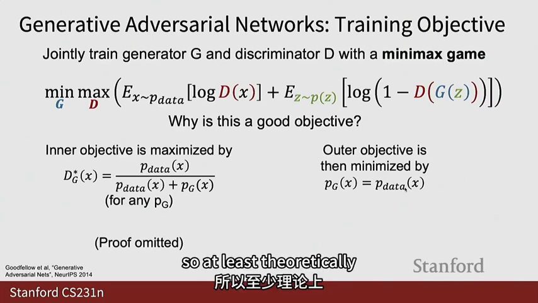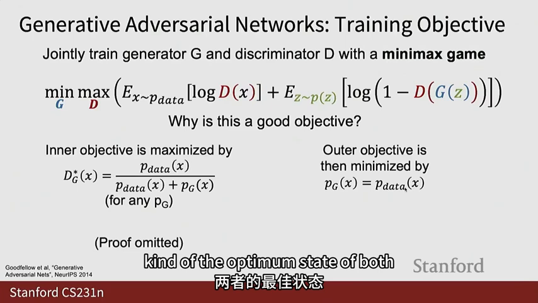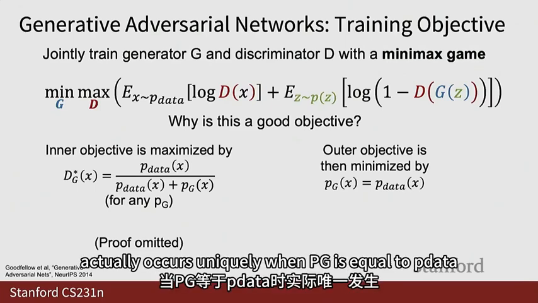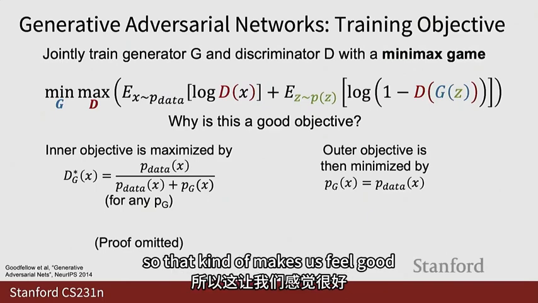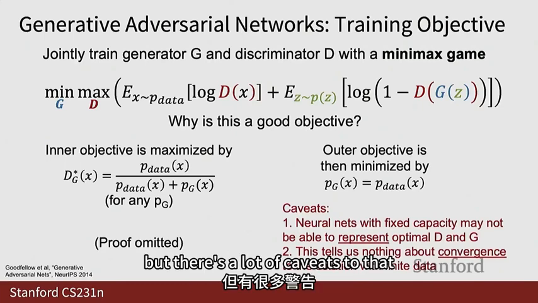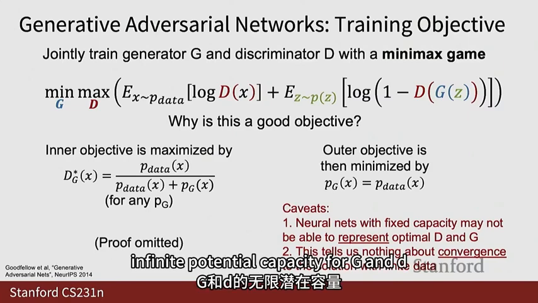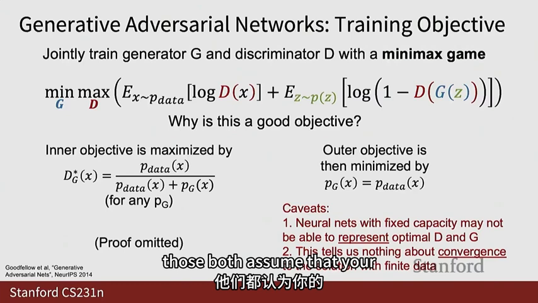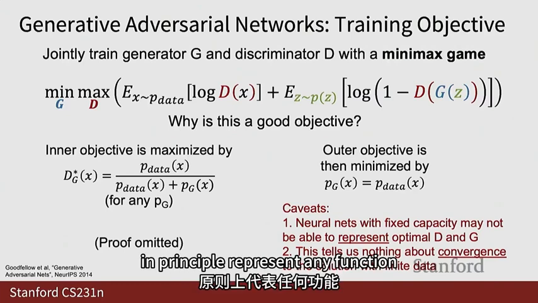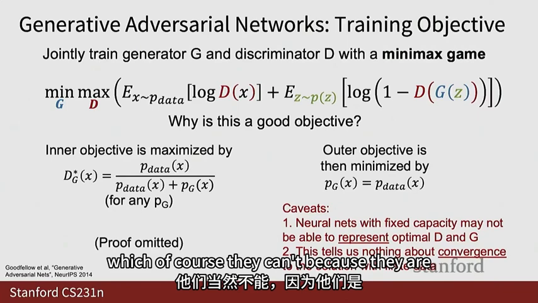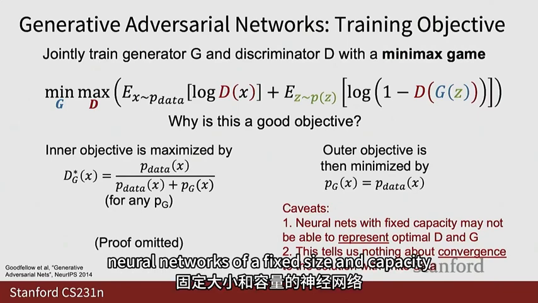So at least theoretically, the optimal state of both the discriminator and the generator occurs uniquely when PG is equal to P data. That makes us feel good, but there are a lot of caveats to that theoretical result. The first is that both assume infinite potential capacity for G and D, that your generator and discriminator can in principle represent any function, which of course they can't because they are neural networks of a fixed size and capacity.